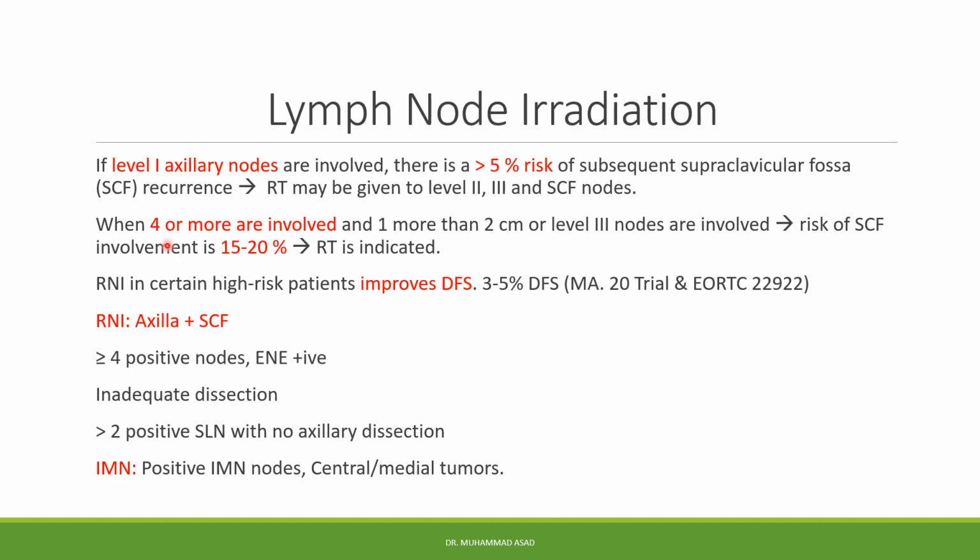If level 1 axillary lymph nodes are involved, there is more than 5% risk of subsequent supraclavicular fossa recurrence. But when 4 or more lymph nodes are positive and one is more than 2 cm, or level 3 nodes are involved, then there is a 15 to 20% risk of supraclavicular fossa involvement. So RT is indicated, and these two trials showed a 3 to 5% disease-free survival benefit in patients who underwent regional nodal irradiation.